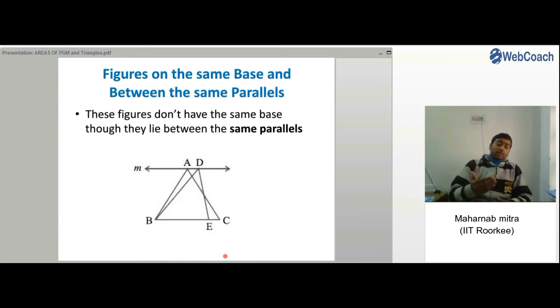At least one of their bases, like either the top side or the bottom side, must be the same for both of them, or they must have a common base and they must lie between the same parallel lines.